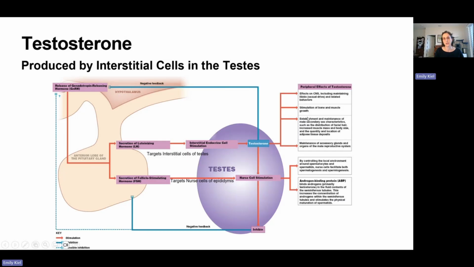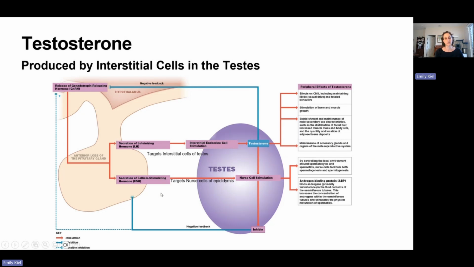And testosterone has effects on the central nervous system, like maintaining libido and related behaviors. It's going to stimulate bone and muscle growth. Think about several times in this class when we've talked about the male having more body fluid composition because of more muscle. That's part of testosterone. It's going to establish and maintain secondary sex characteristics and maintain those accessory glands and organs. So that's luteinizing hormone, LH. It hits those interstitial cells for testosterone.